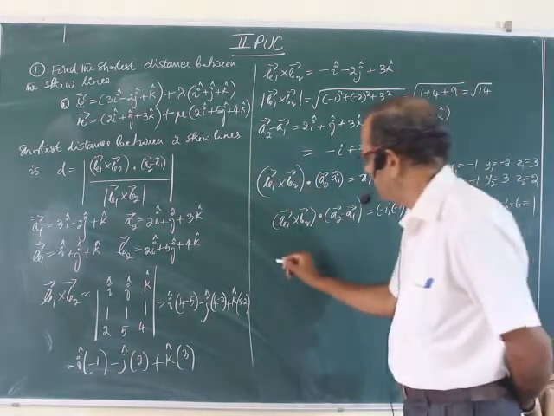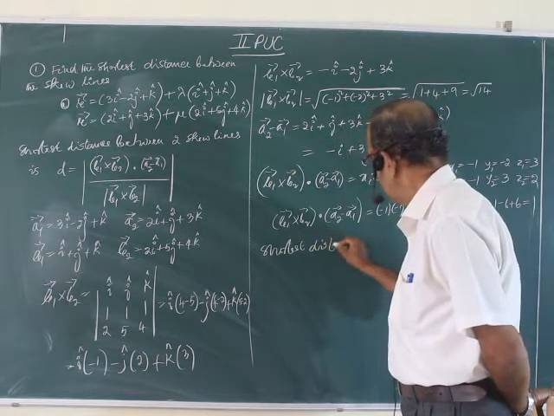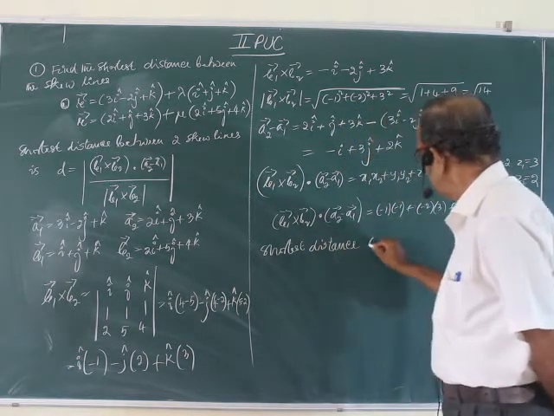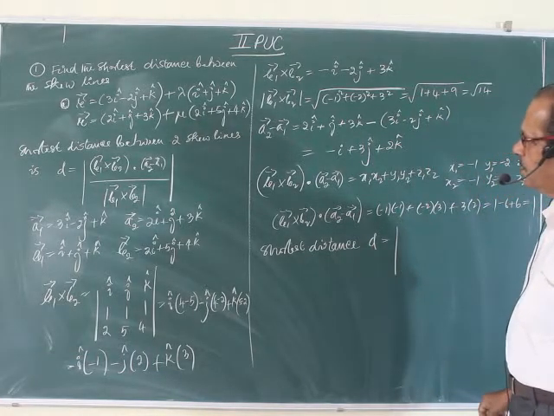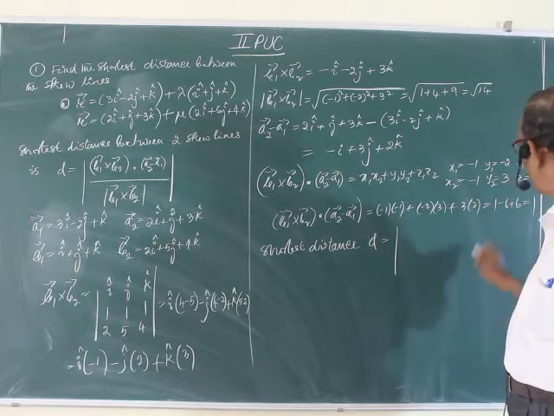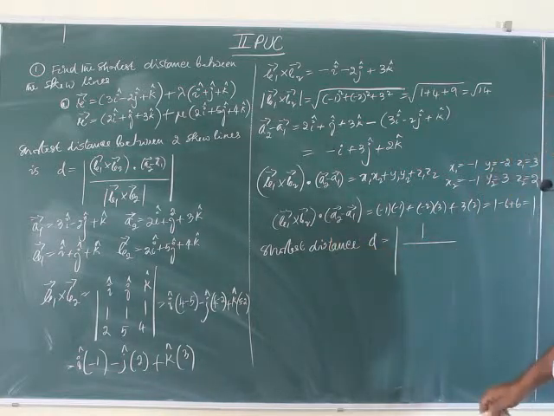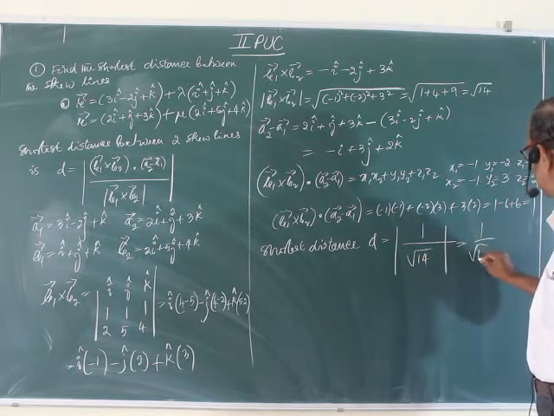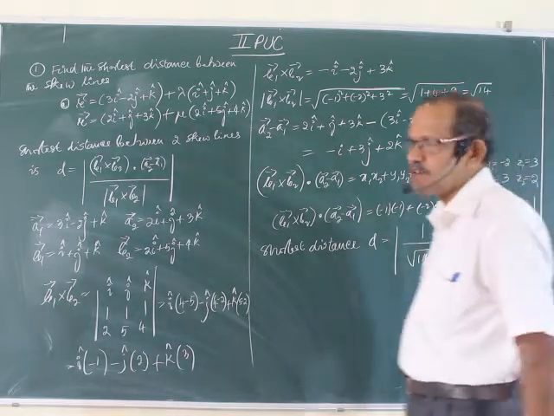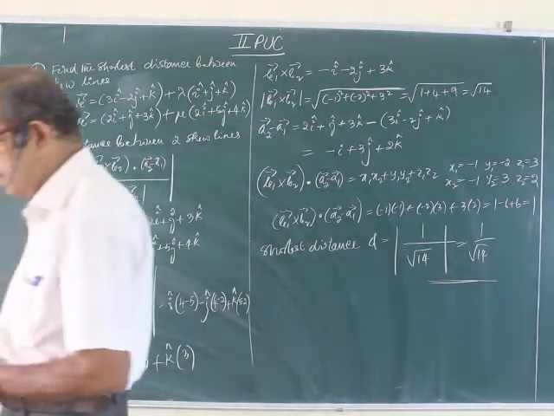Finally, write shortest distance. d equal to modulus of numerator is dot product 1, here it is, denominator modulus of b1 cross b2, root 14. No need of putting the modulus sign. 1 by root 14.